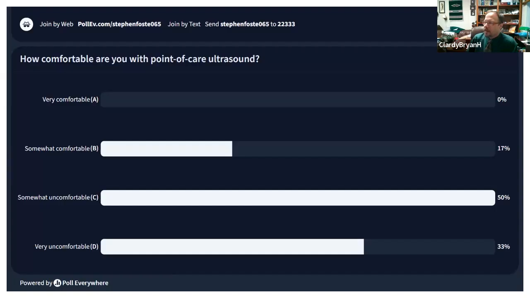So knowing our audience, it's not surprising at all that we don't have anyone that's very comfortable with point of care ultrasound. And I would say I'm not very comfortable with it either. I'm still learning it. Even though I've been doing ultrasound off and on for about 25 years now, there's always something new to learn in this domain.